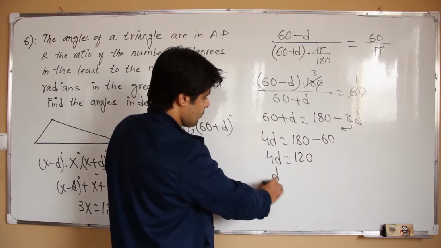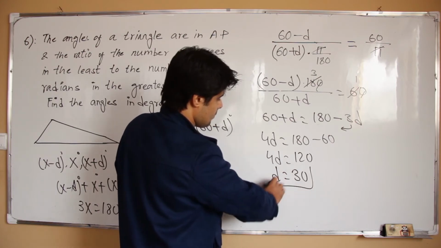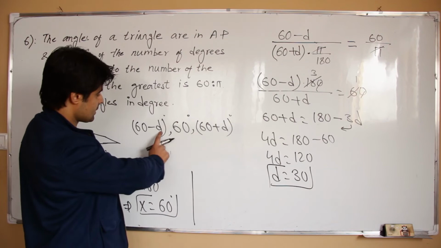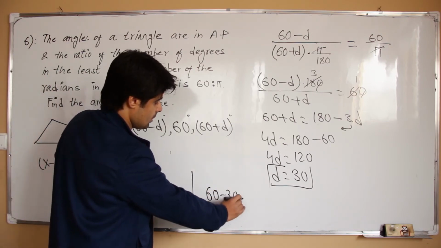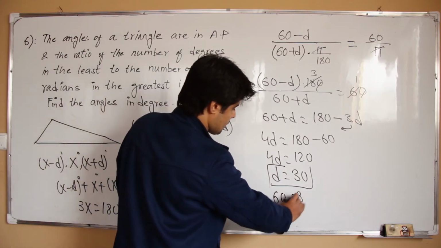Divide both sides by 4. D is 30. Now, what are the angles? The angles are 60 minus D, which is 60 minus 30. The next one is 60, and the next one is 60 plus 30.